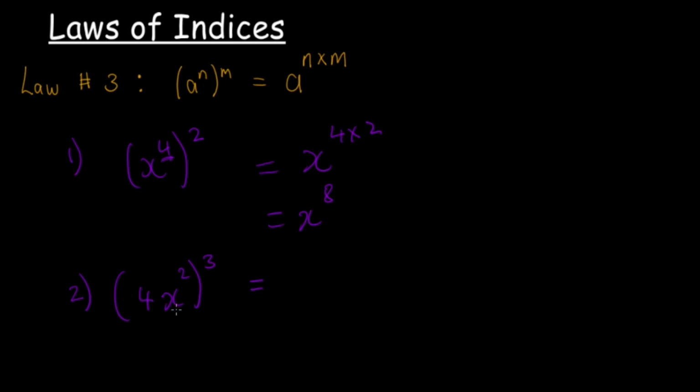For this example, the power for the 4 would be 1, so it would be 4 to the 1, and x squared, with 2 times 3. This would give us 4 cubed and x to the 6th power. Now we can find 4 cubed. We know that 4 cubed is 64, so 64x to the 6th power. That would be the answer.